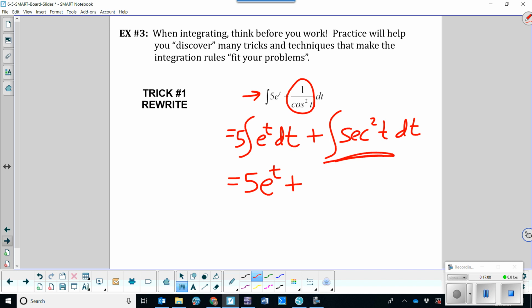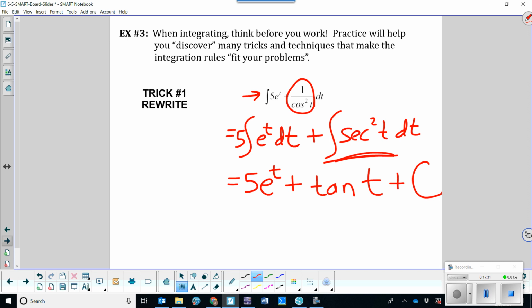Now I want to integrate this. Well, again, if I know my derivative formulas, this is easy. I know that the derivative of tangent is secant squared. So therefore, I know if I integrate secant squared, I should get tangent. Be sure you're using the same variables. So they were t's, and then my entire answer needs plus c.